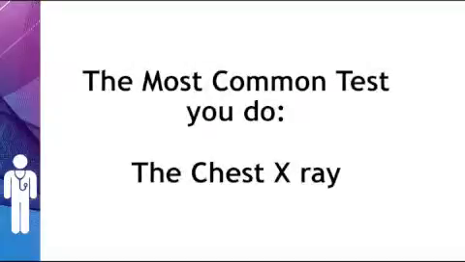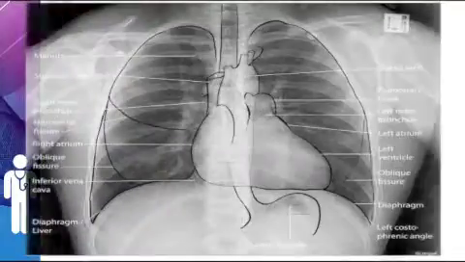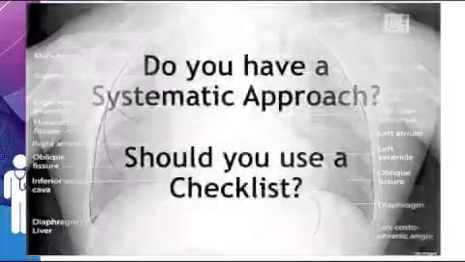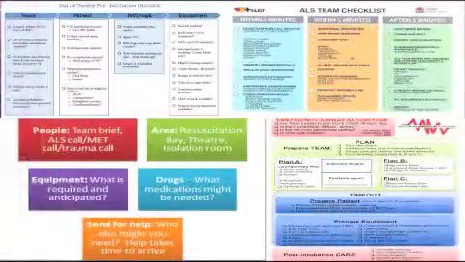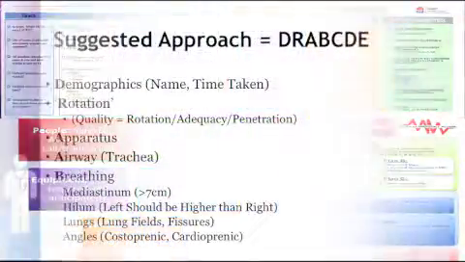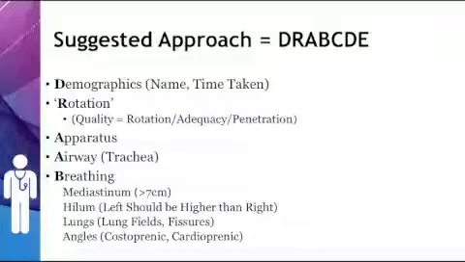So I'm going to move on to chest x-rays. I'm going to zoom through some of these slides. The big question is to have a systematic approach. I should use a checklist. Checklists are pretty popular. The useful thing about checklists is that they stop you missing big things.